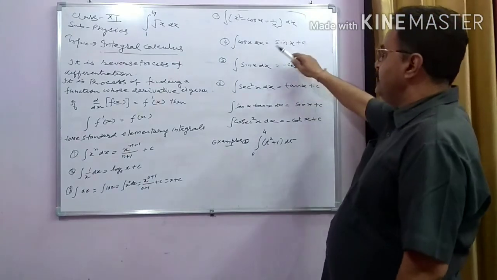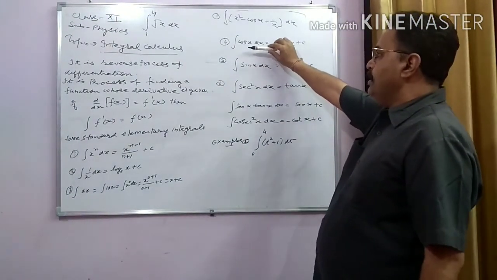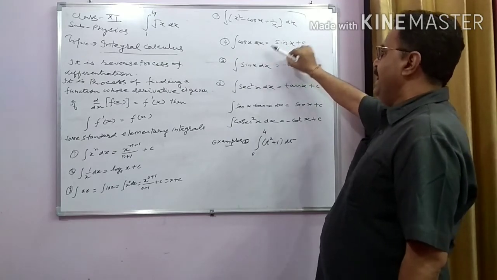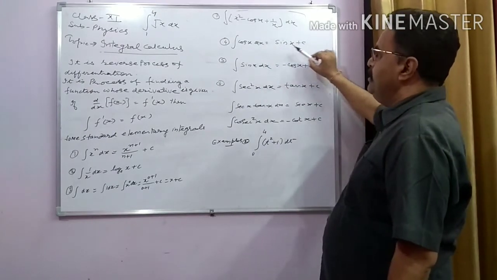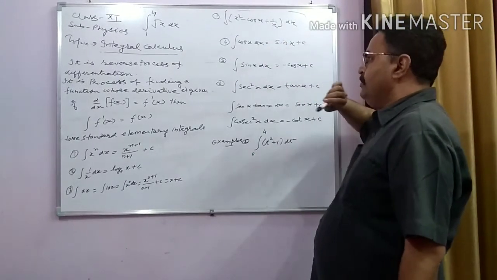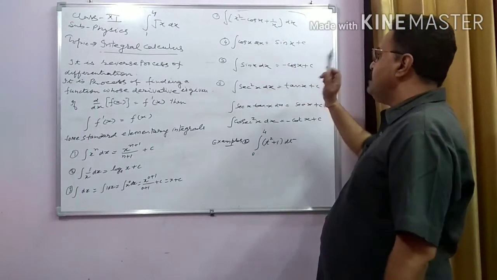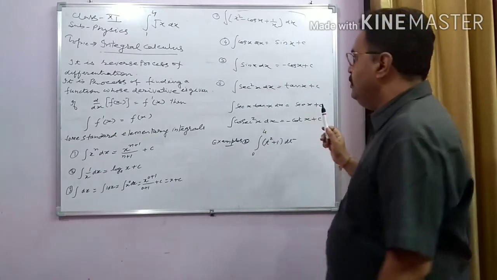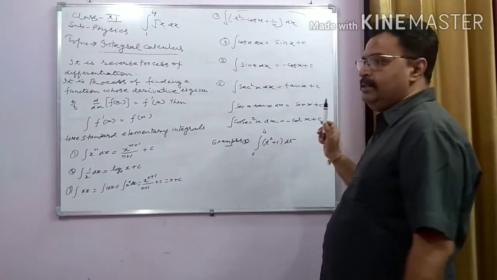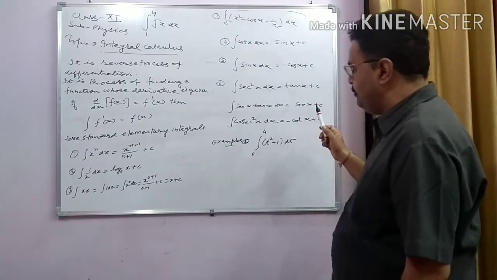Another form of integration, suppose a trigonometric function, integration of cos x dx, that is equal to sin x plus c. Means the integration of cos x is sin x. Integration of sin x is minus cos x. Integration of sin x equal to minus cos x plus c. C is integrating constant.